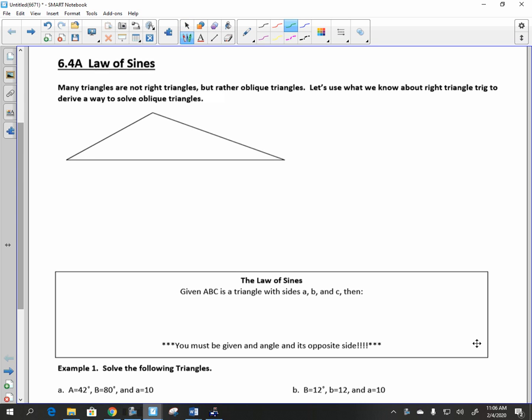Very excellent, Garrett. Garrett says make a right angle, so we make a right angle. Suppose we have a triangle like this, an oblique triangle, a triangle that does not have a 90-degree angle. We'll assign that to be angle A, angle B, and angle C. That means that this is side A, this is side B, and this is side C.